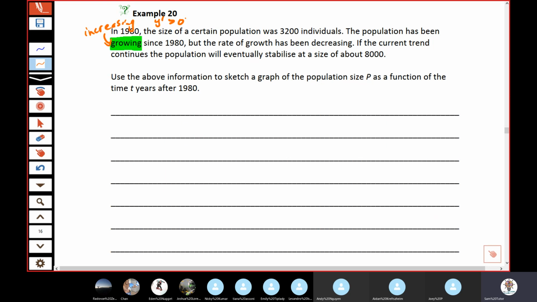But does anyone actually understand what that bit means? The rate of growth has been decreasing. Yeah, so what Tiana just said is the population is increasing at a slower rate. Do you guys understand that concept? So think of insects. If insects were to multiply, you would think they would multiply exponentially. So they would increase faster. Does that logic make sense?